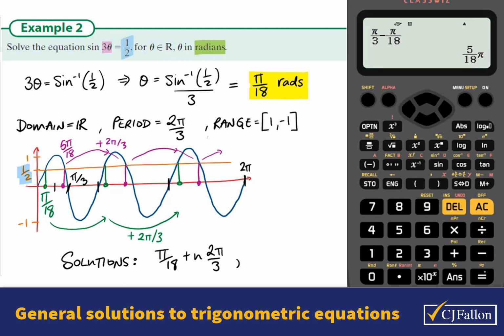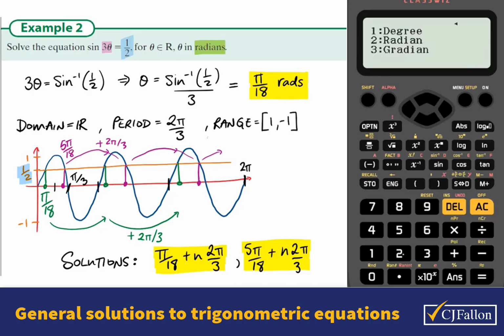There's the green solutions, which is pi over 18 plus n times 2 pi over 3, where n is any integer, any whole number, positive or negative. And then we also have the other one repeating itself. The 5 pi over 18 repeats itself every period. So that's the solutions. We could use the calculator to sort of check these solutions.